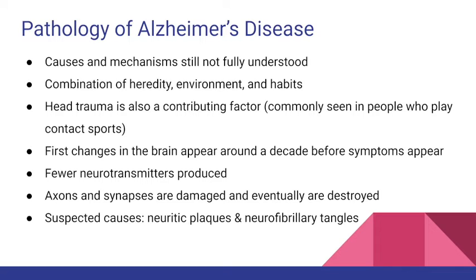The first changes in the brain start appearing around a decade before the symptoms of Alzheimer's appear. Fewer neurotransmitters are produced, and the axons and synapses of neurons become damaged and are eventually destroyed in later stages. The two suspected causes of this are neuritic plaques and neurofibrillary tangles.